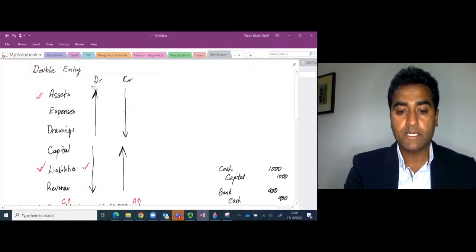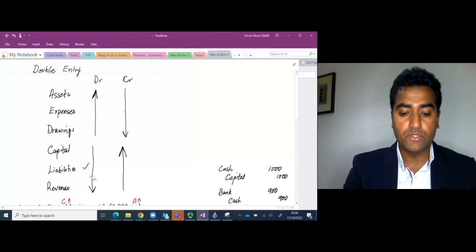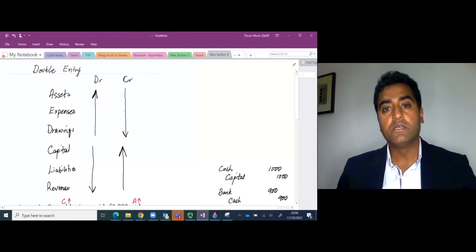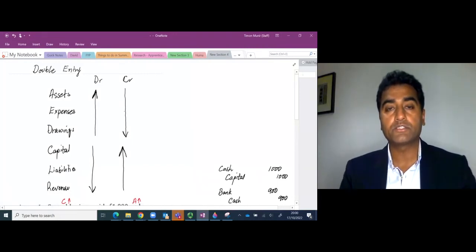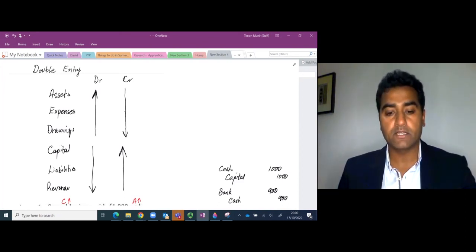I hope you'll find this technique very simple and easy. Once you remember this technique, you will not have to draw it again and again when you're doing double entry questions. I always suggest my students write it down on a sticky note and stick it on your wall. When you're studying, you can look at it and follow the technique. Once you memorize it, you do not have to draw this again and again.